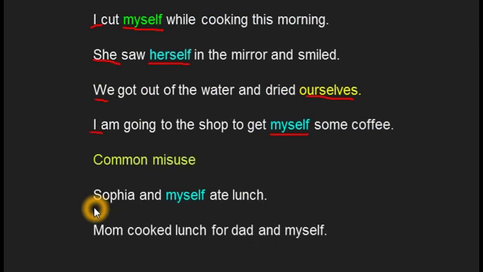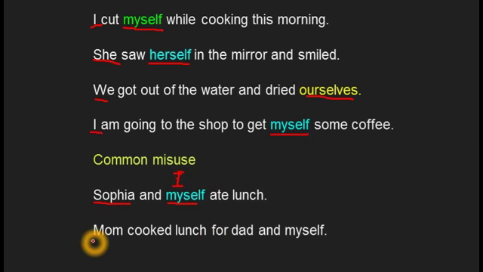Now let's take a look at common misuse of reflexive nouns. In this sentence, Sophia and myself ate lunch. Myself is being used as the subject of the sentence. But myself is not a subject pronoun. So the sentence is not correct. The sentence will be correct if we use I. Sophia and I ate lunch.